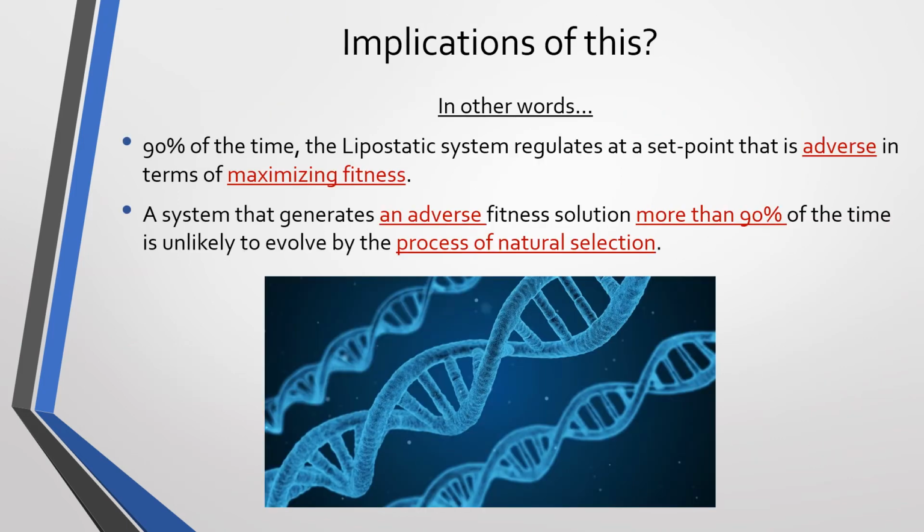Continuing on from the last slide, if our body is regulating in a manner that maximizes our fitness between 1.6 and 7% of the time, Speakman argues that this means that over 90% of our time, our body is regulating in a manner that is adverse for our fitness. And if we go back to this evolutionary perspective, Speakman argues that if we have a system that 90% of the time is adverse to our fitness, then it wouldn't evolve by natural selection.